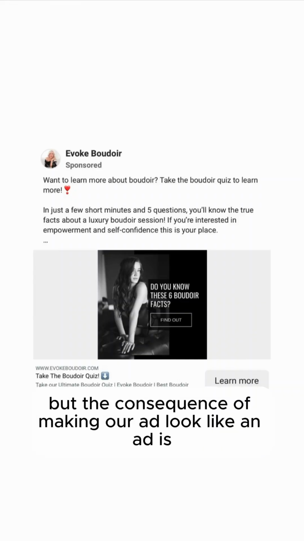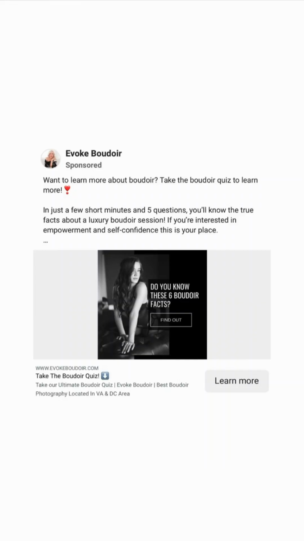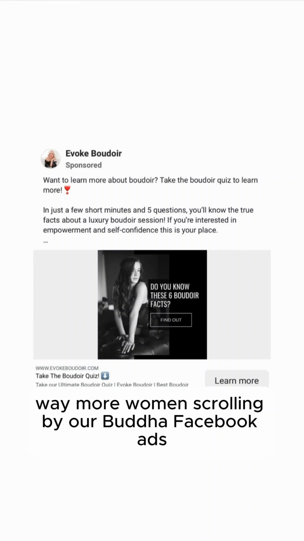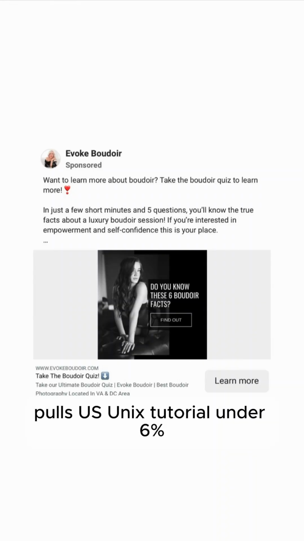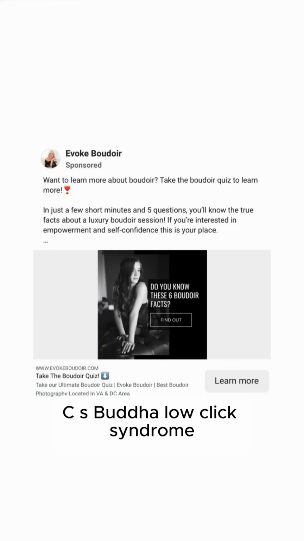The consequence of making our ad look like an ad is way more women scrolling by our Boudoir Facebook ads than necessary. As a result, it pulls our unique CTRL under 6%, and it contributes to BLCS, Boudoir low click syndrome.